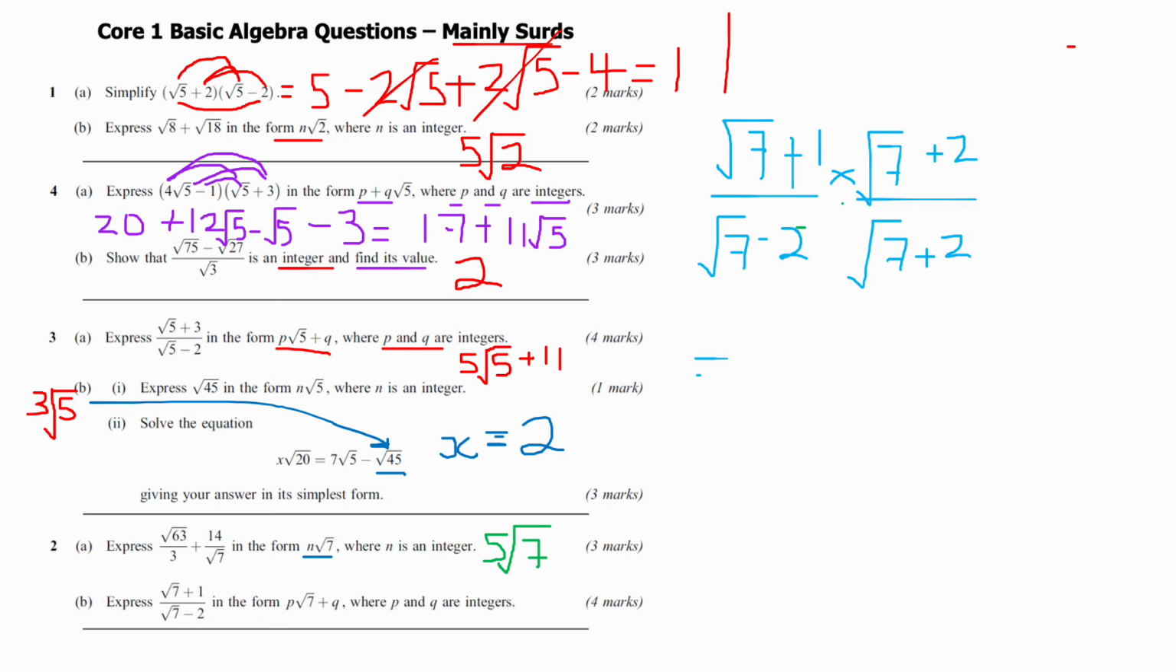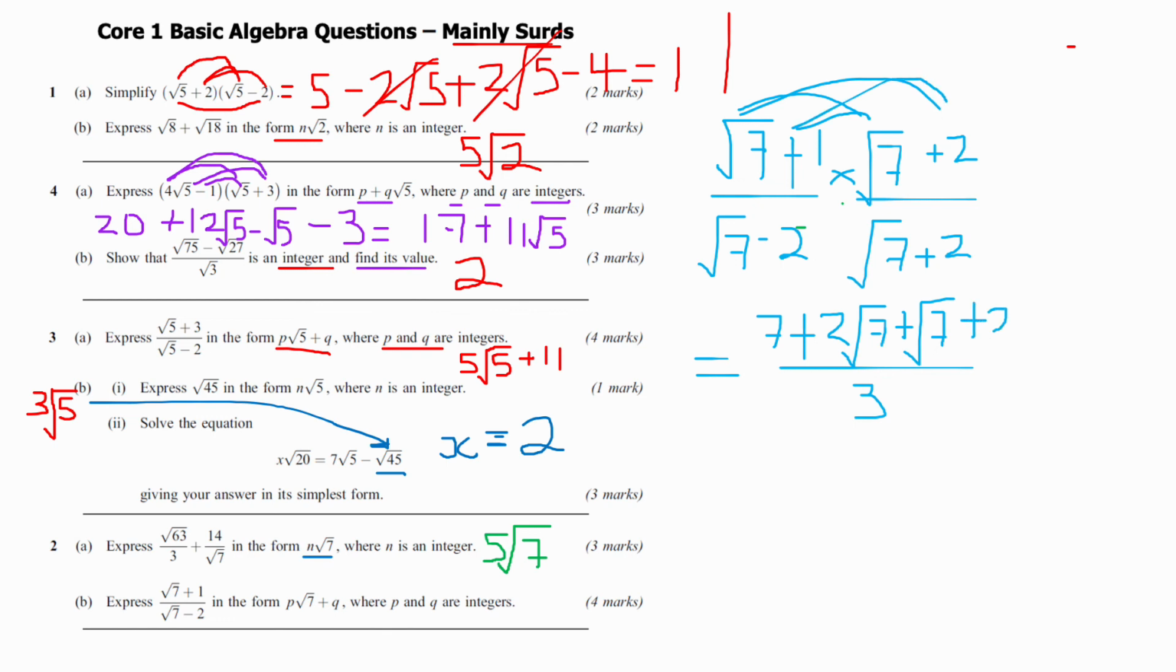Okay, so the denominator is going to simplify to root 7 times root 7 is going to be 7, minus 2 times positive 2 is going to be negative 4. So 7 take away 4, so 3 is going to be on the denominator of my fraction. On the top, I'm going to have root 7 times root 7, which is going to be 7. Root 7 times positive 2 is going to be positive 2 root 7. Plus 1 times root 7 is going to be positive root 7. And then positive 1 times positive 2 is just positive 2.